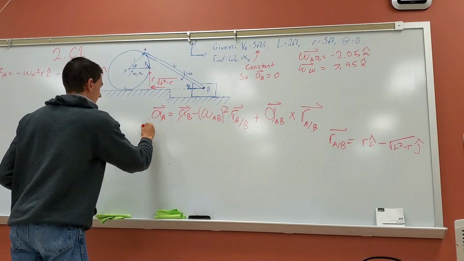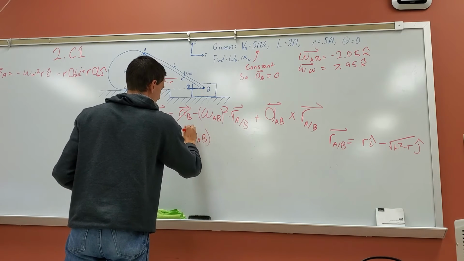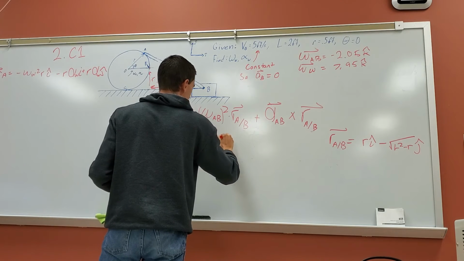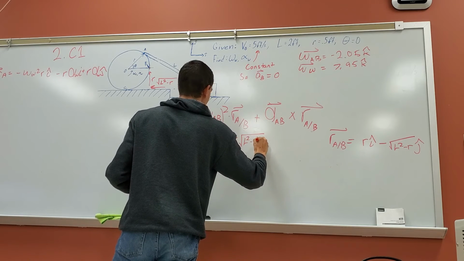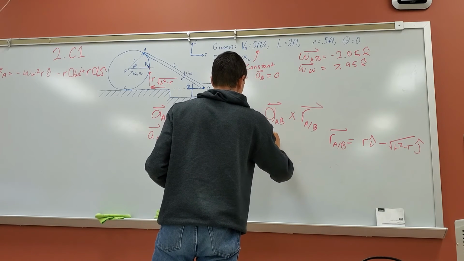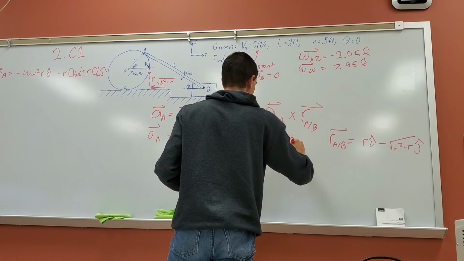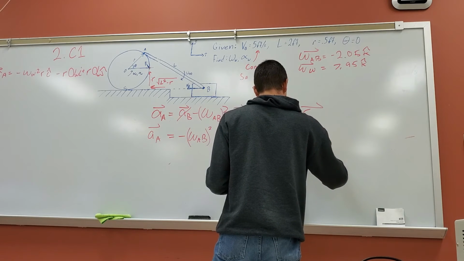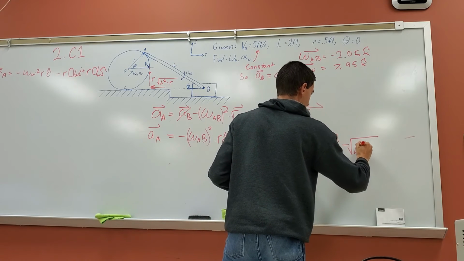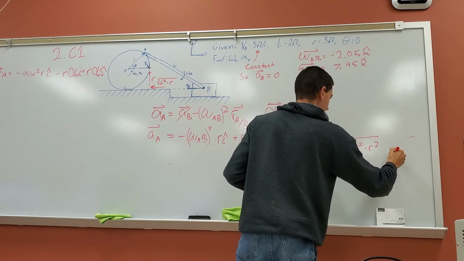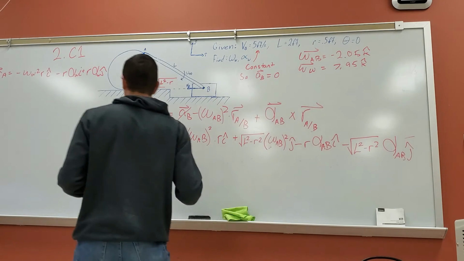So we end up going with omega squared times r in the I hat plus square root L squared minus r squared, that'd be in the J hat direction, minus r, the angular acceleration of AB, the I hat direction, minus square root of L squared minus r squared, there's the angular acceleration of AB, and that will be in the J hat direction. Let's write this over here.